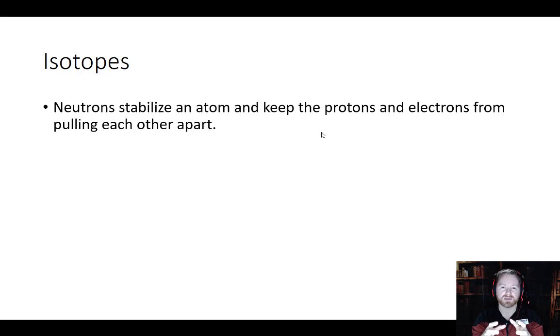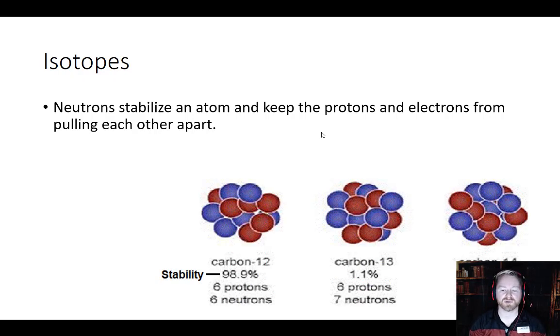Well, that's not good. The more unstable you are, the more likely you are to fall apart. How do we stabilize it? How do we keep these protons from moving around so much? We weight them down by adding neutrons to the nucleus. So the nucleus now won't move as much, and it stabilizes the atom. So neutrons stabilize an atom, keeping the electrons and protons from pulling each other apart.